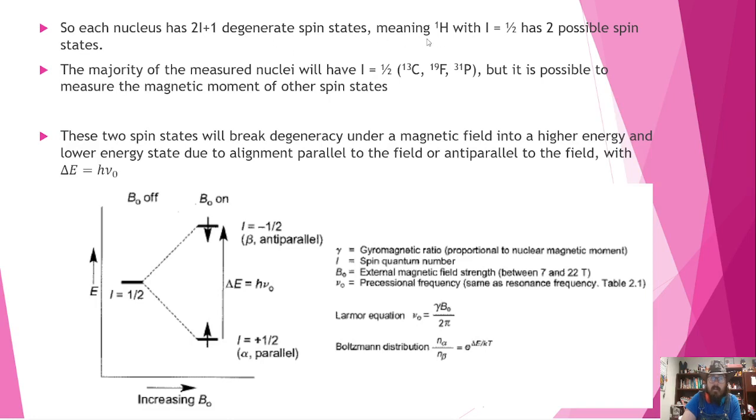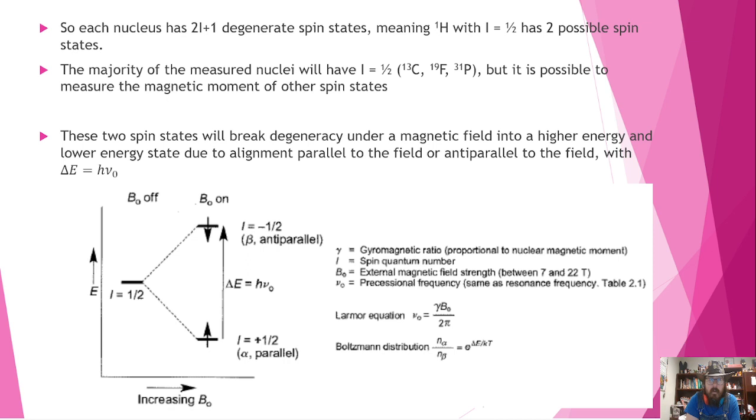Now, for example, hydrogen with its odd mass, odd atomic number, has an I of 1/2, meaning there's 2 possible spin states. The majority of our measured nuclei, carbon 13, fluorine 19, phosphorus 31, will have an I of 1/2, so they'll only have 2 possible spin states. But it is possible to measure magnetic moments of other unusual spin states. But okay, so the degenerate. Degenerate means they have the same energy. You can't tell spin up or spin down.